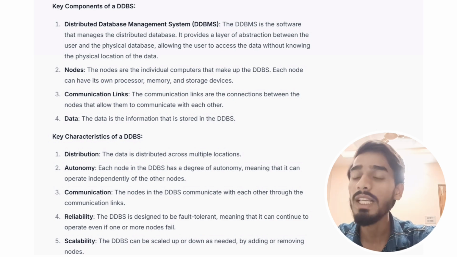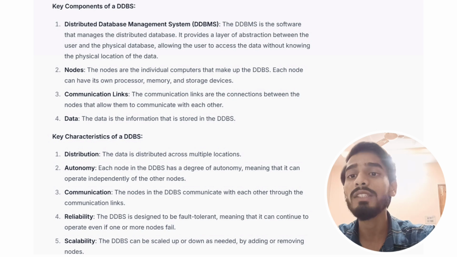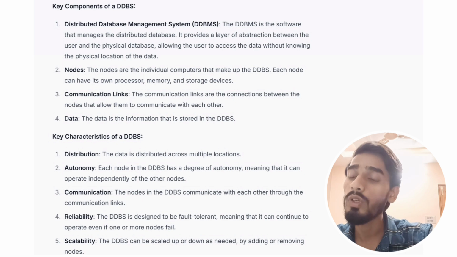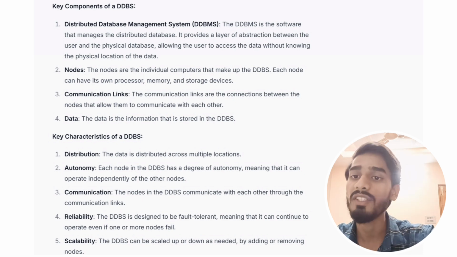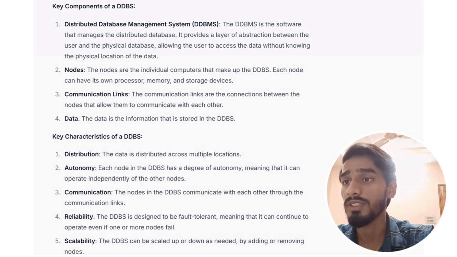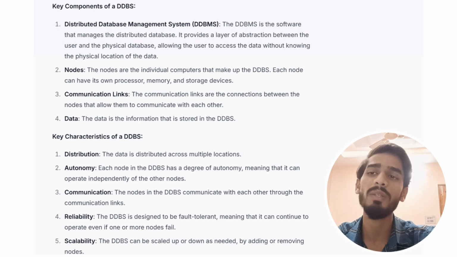Third component is communication links. Communication links are the connection between the nodes that allow them to communicate with each other. Fourth component will be data. The data is the information that is stored in the distributed database system. Now let us see some characteristics of distributed database system. First will be distribution. The data is distributed across multiple locations.